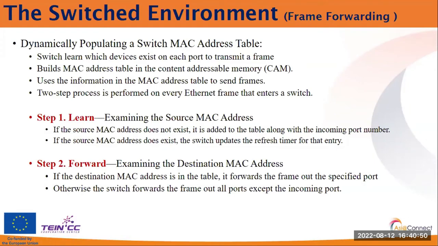For a switch to know which port to use to transmit a frame, it must first learn which device exists on each port. As the switch learns the relationship of port to device, it builds a MAC address table, as we learned before, and it is also called content addressable memory, or CAM. So here we can see two steps. Step one is learn, and step two is forward.